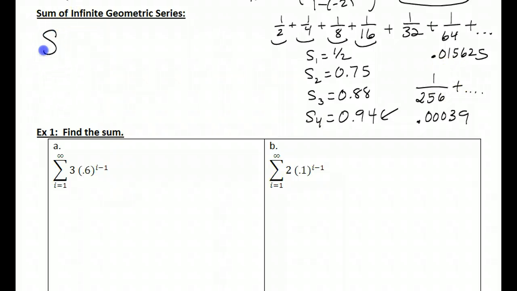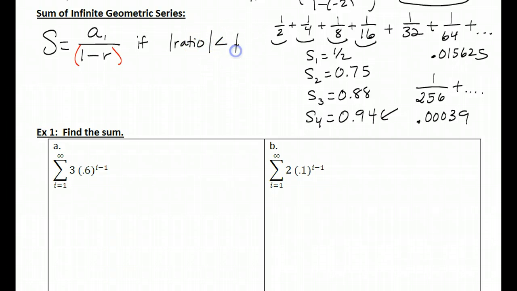And here's our formula. Our formula is my sum equals term 1 divided by 1 minus r. And now I want to tell you that this is only going to work if the absolute value of r, or the ratio, is less than 1. I just put absolute values around it because I want the absolute value, or like the positive version of the ratio, to be less than 1. So basically it needs to be a fraction, like is r 1/2, is r 0.6, is r 0.1, something that's less than 1.